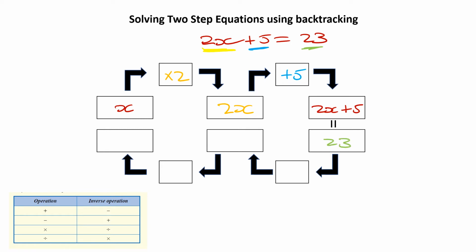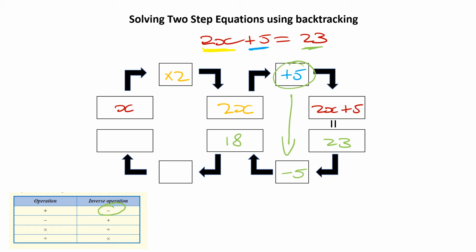Now, what I've got up the top here is plus 5, so my inverse operation to that is subtraction. So I'm going to go minus 5. So I'm going to go 23 minus 5, and that's going to equal 18. Okay? So I'm going to write 18, because 23 minus 5 equals 18.